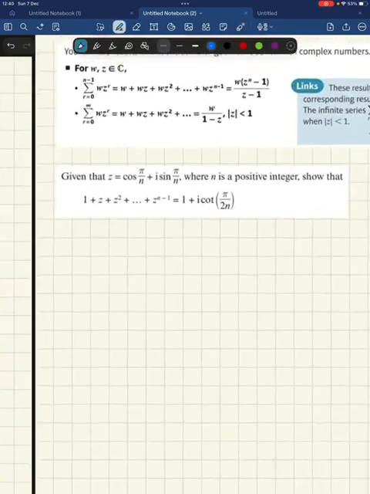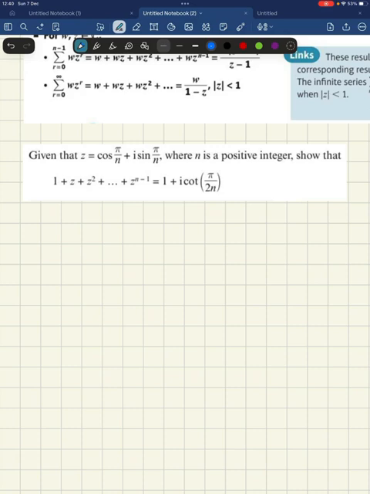So let's just get into this first one. So this was an example in the book. So we're given that z is cos of pi over n plus i sine of pi over n, where n is a positive integer. Show that 1 plus z squared plus whatever up to z to the n minus 1, is equal to 1 plus i cot of pi over 2n.